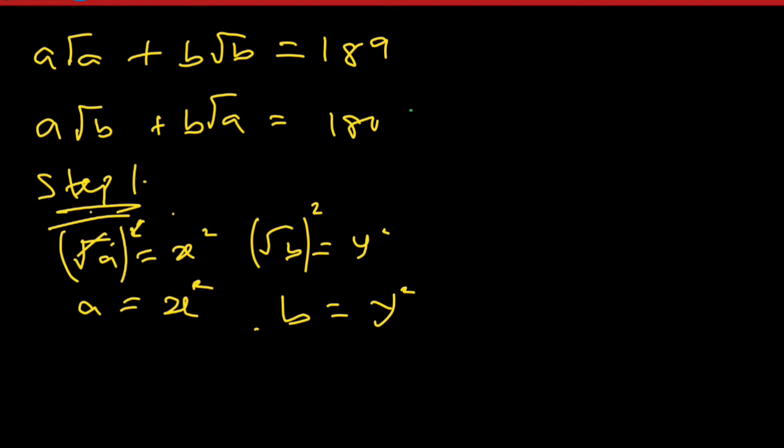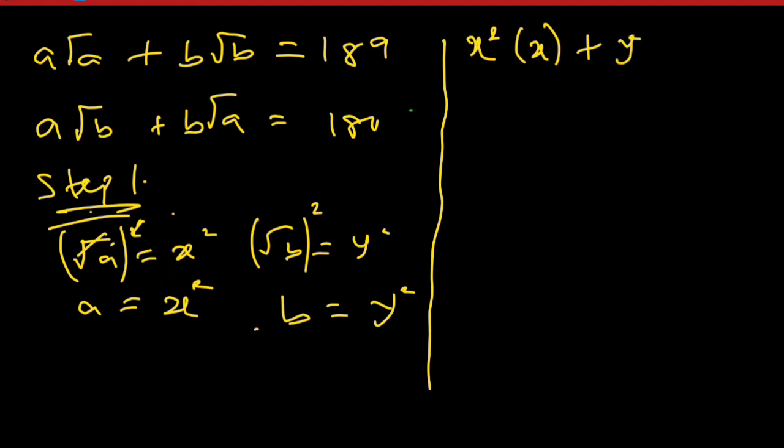Now after I've gotten this, I can easily substitute this back into my equation. If I substitute back, my a is x squared, multiplied by root a which is x, plus my b which is y squared, multiplied by root b which is y, and everything equals 189.